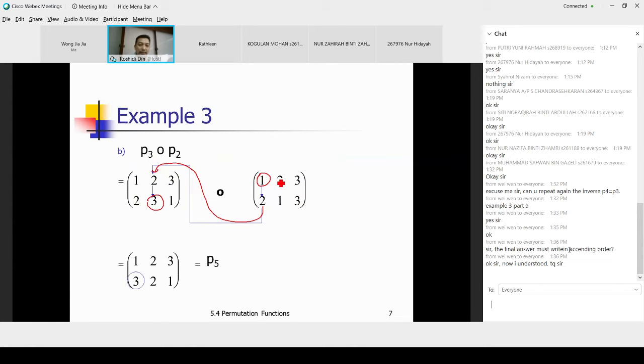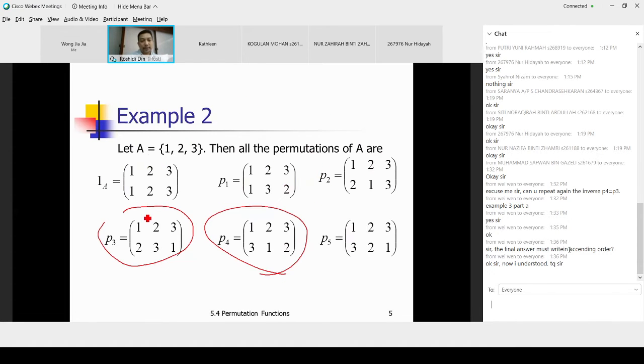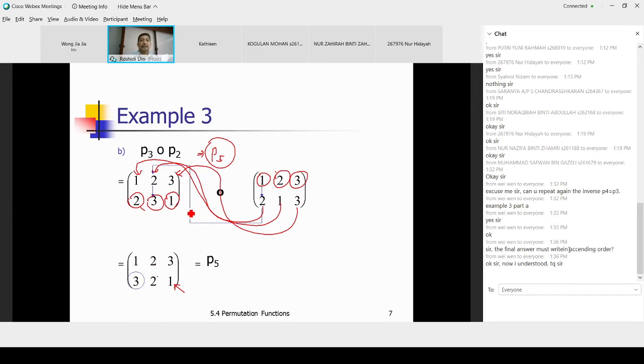Then second, 2 maps to 1. This one we refer to this one. 1 maps to 2. So the final answer is 2 maps to 2. So here 2, 2. 3 maps to 3. Then 3 maps to 1, so the answer will be 3, 1. Actually, this final answer is equal to P5. If we look at the pattern, P3 joined with P2 gives P5. If we follow this sequence, okay, that's the idea about join.